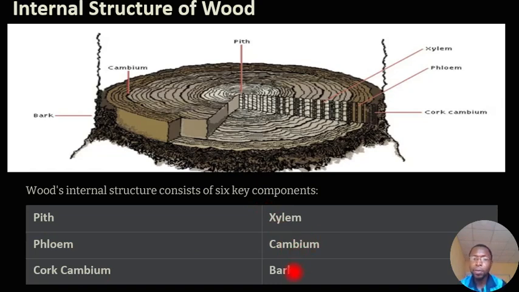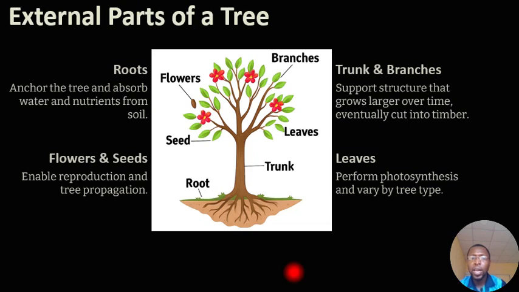All right. So having known this, let's now talk about the external part of a tree. Of course, when we are talking about wood, we know that the source is the tree, right? So let's talk about the external part of a tree. A tree has roots, trunk, leaves, seeds, flowers, and branches. All right, let's start with the root. This is the root here.